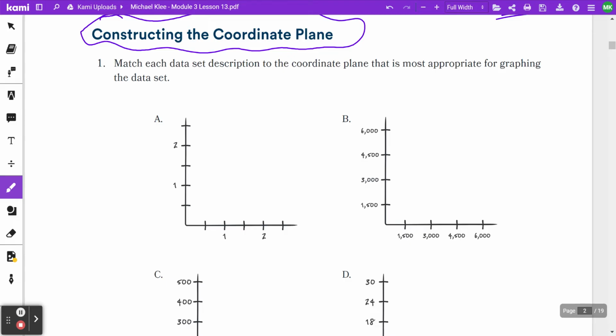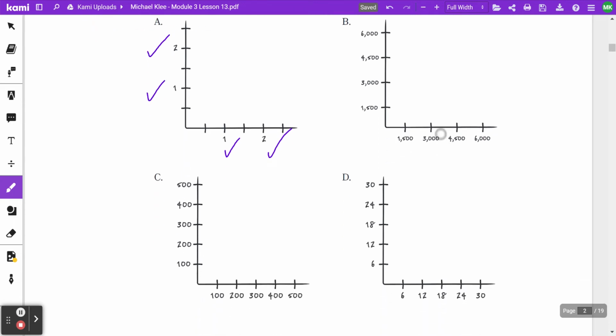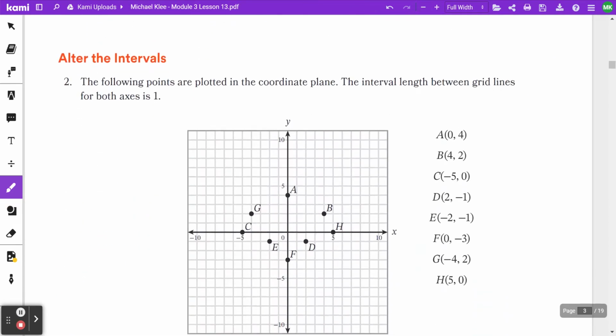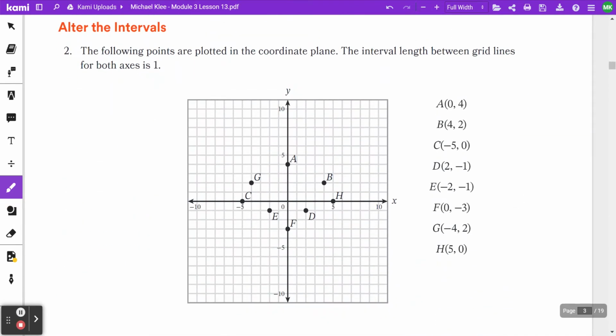Now, this lesson is all about what happens if your values aren't so fun to work with. So you get your ones and your twos. That's super nice, right? And that would be a great thing, but that's not always the case. So let's cruise down here like this guy. See, this is a nice deal. If I'm trying to plot some points and I have a 0, a 4, a -5, a 2, a -2, a 0, a -4, and a 5, I can go ahead and use what is called an interval of 1.